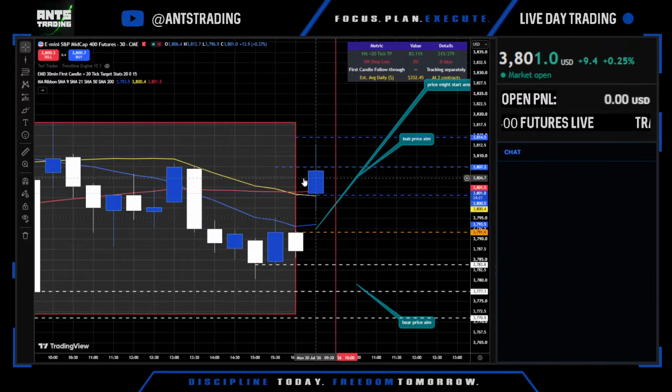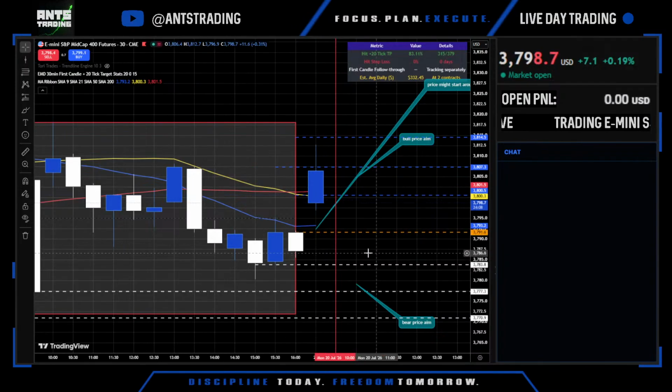But it wicked it, we got two big wicks. I don't like trading that right there. I like these big bodies with little wicks because that helps determine which way the price will go a little bit. That's good volume right there.